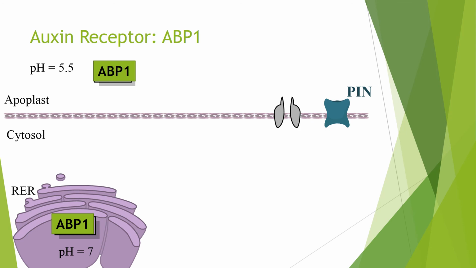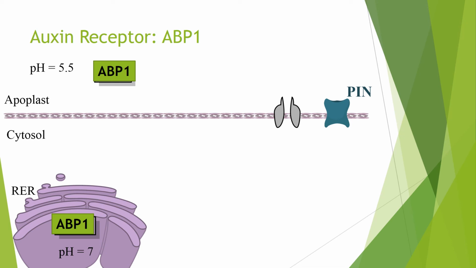The final auxin receptor to be discussed is ABP1, which was actually the first discovered. However, not very much is known about it. It's commonly found in two places: in the ER lumen, where there's a pH of 7, and in the apoplast, where there's a more acidic pH. Now, if you assay the affinity for auxins of ABP1 in these two different pHs, you find that there's much higher affinity for auxin in the apoplast pH of about 5.5, and a very, very low affinity for auxin at pH 7. And so therefore, it's thought that ABP1 is actually only functional as an auxin receptor in the apoplast.